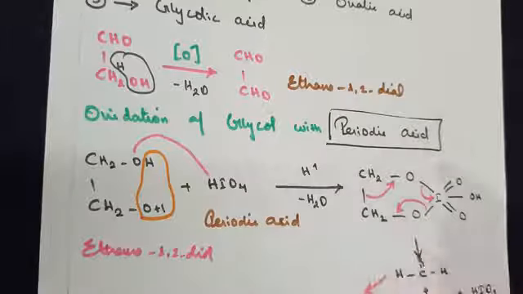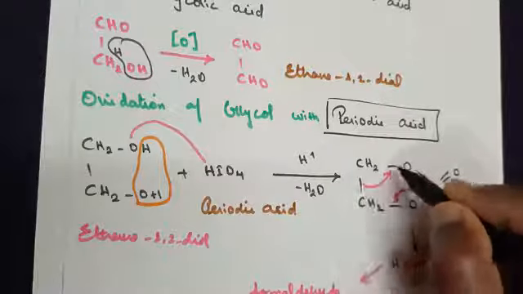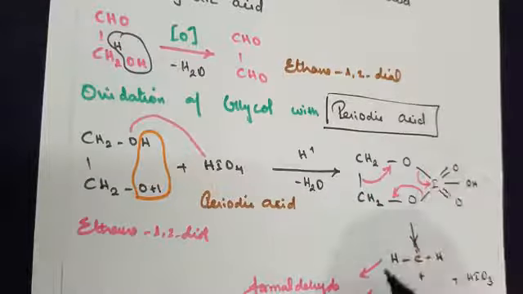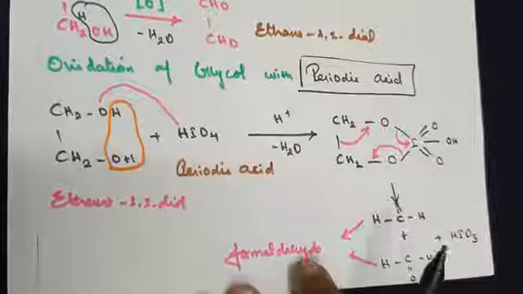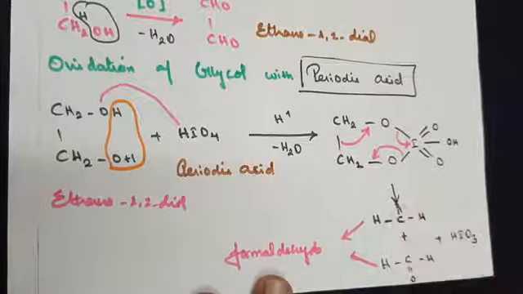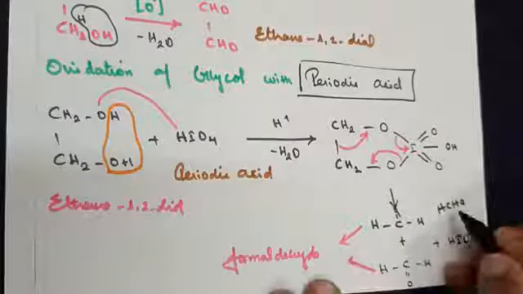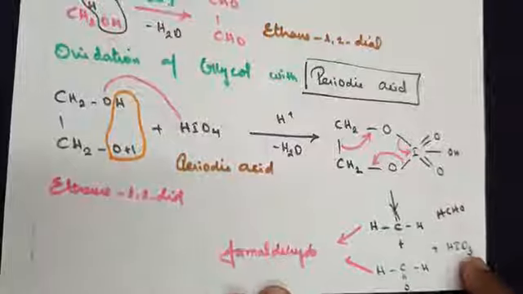Now how does the splitting take place? Further, when we treat with, this bond gets shifted here. This bond gets shifted here and this bond gets shifted here. So finally we get formaldehyde, that is CH2 double bond O, or you can also write it as HCHO. That's formaldehyde. So 2 molecules of formaldehyde along with HIO3.